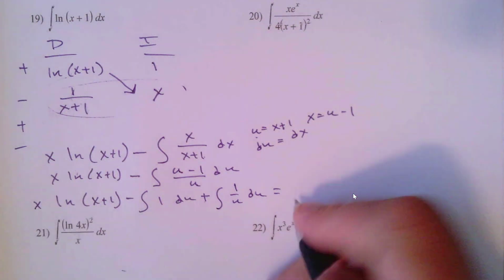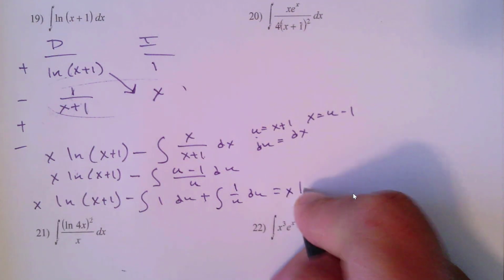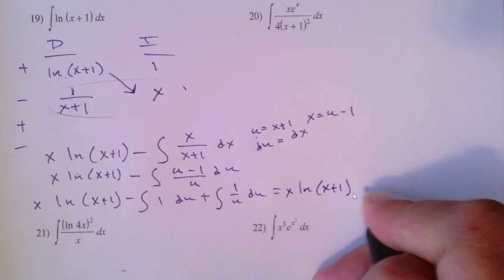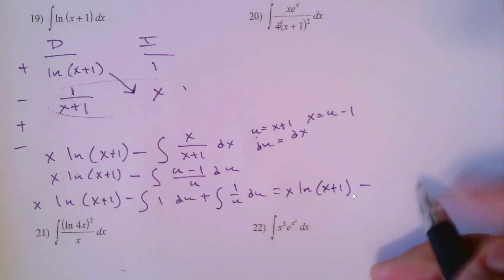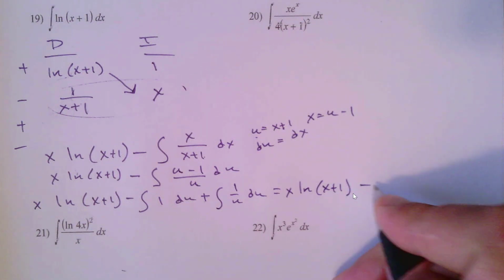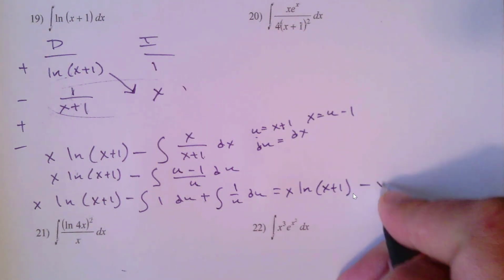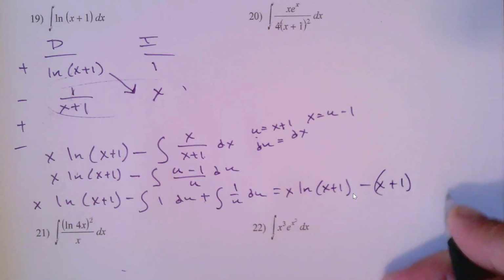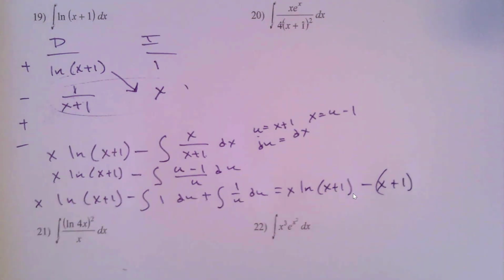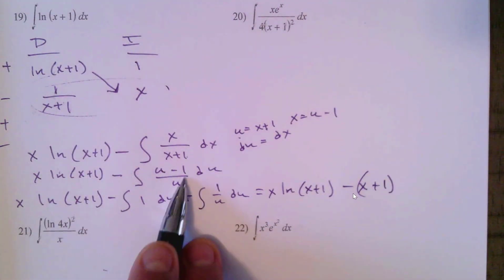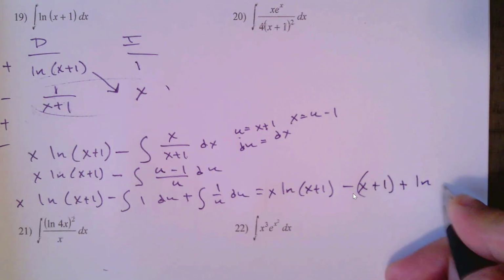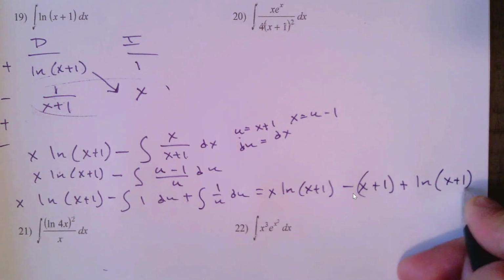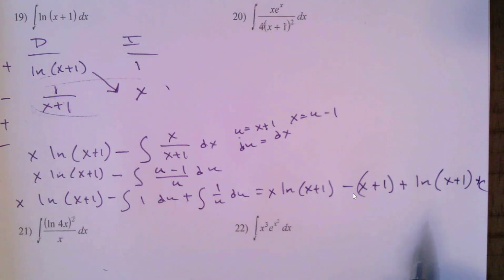So this is the first part, x natural log of x plus 1 minus the integral of 1 with respect to u, which is going to be x plus 1. And then we have the integral of 1 over u, which is going to be natural log of u, which is x plus 1, plus c. Now you can see you're going to get a constant here. This constant would be absorbed into that c.